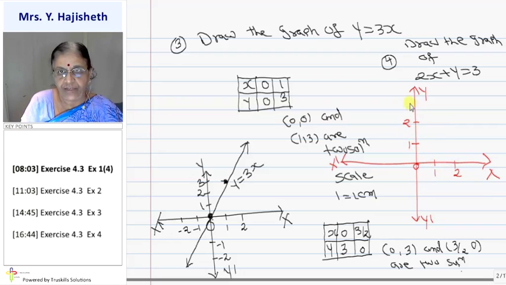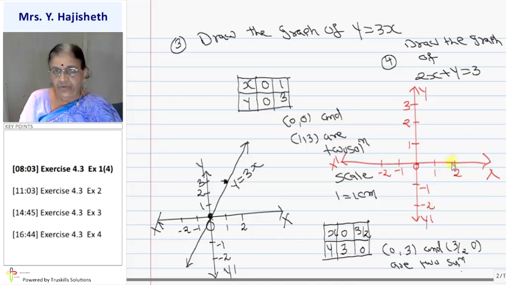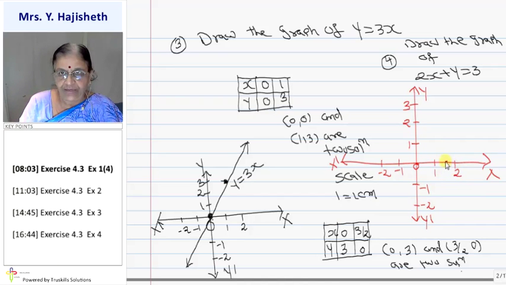नेगेटिव वैल्यू तो चाहिए ही नहीं. इधर हम लेंगे -1, -2. इधर हम लेंगे -1. I have taken 1 is equal to 1 centimeter. First solution is 3/2, so it will be somewhere here. Okay.